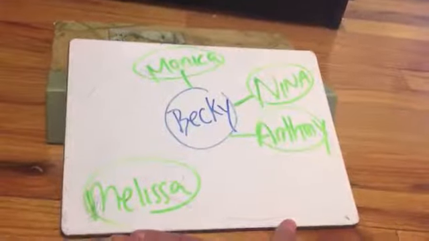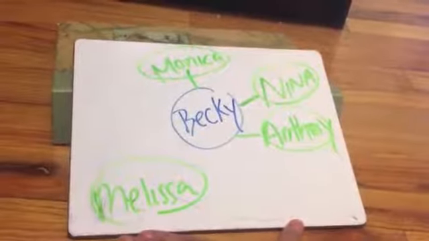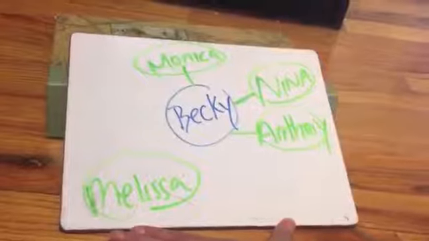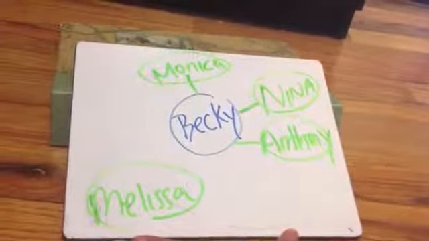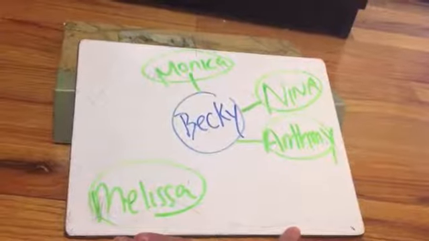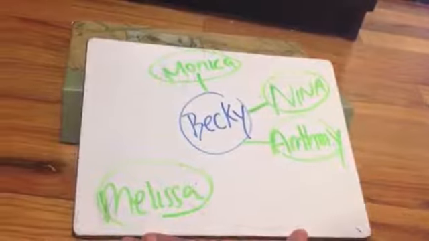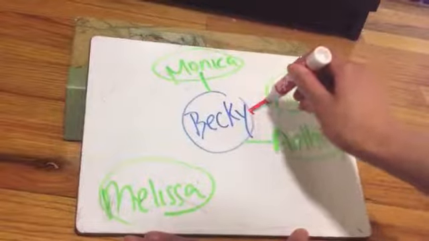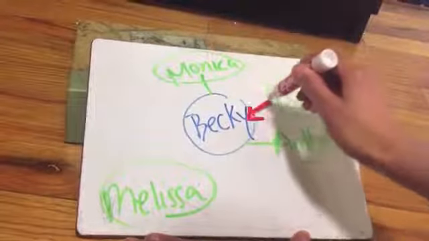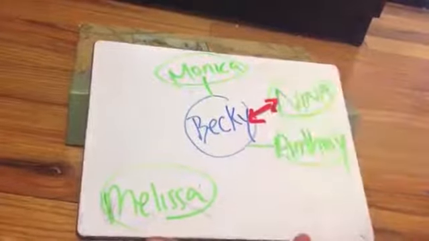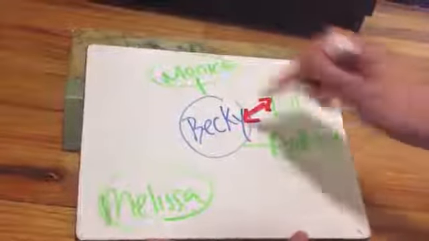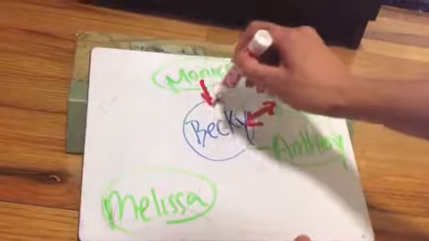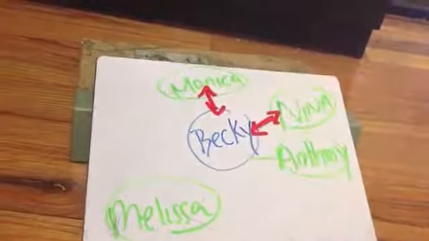Now we can determine out of these students listed which ones will be making a mutual choice. Again, a mutual choice is when both parties want to work with one another. And we're going to say that Nina also wants to work with Becky. Have the 2 arrows pointing to both of them. And it'll also be Monica and Becky that want to work together, as you can see there.